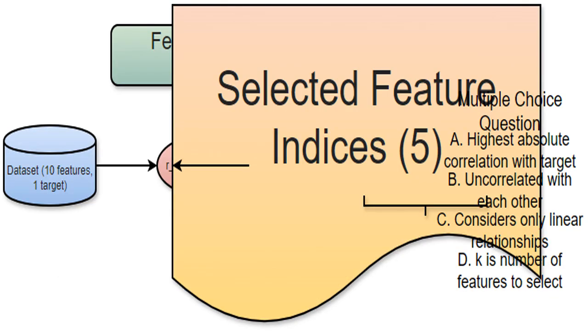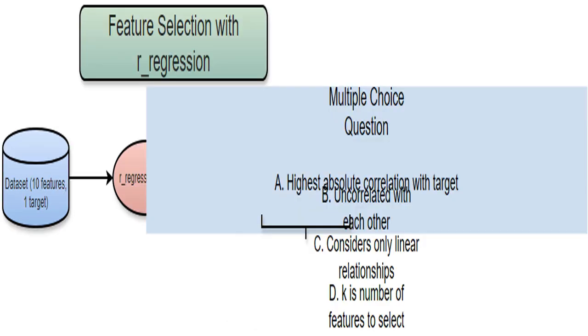After running r_regression, I get a list of 5 feature indices. These indices tell me exactly which 5 features were selected as the best ones. This option says that the 5 selected features have the strongest relationship, correlation, with the target variable, whether it's a positive or negative relationship.